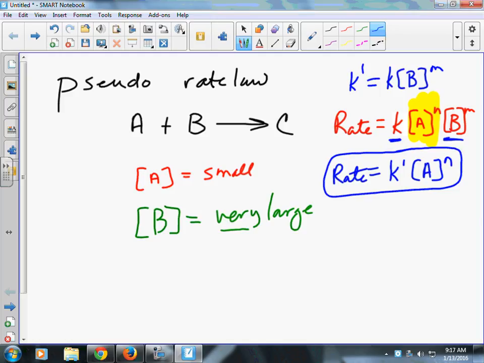This is called a pseudo rate law. Pseudo means fake.